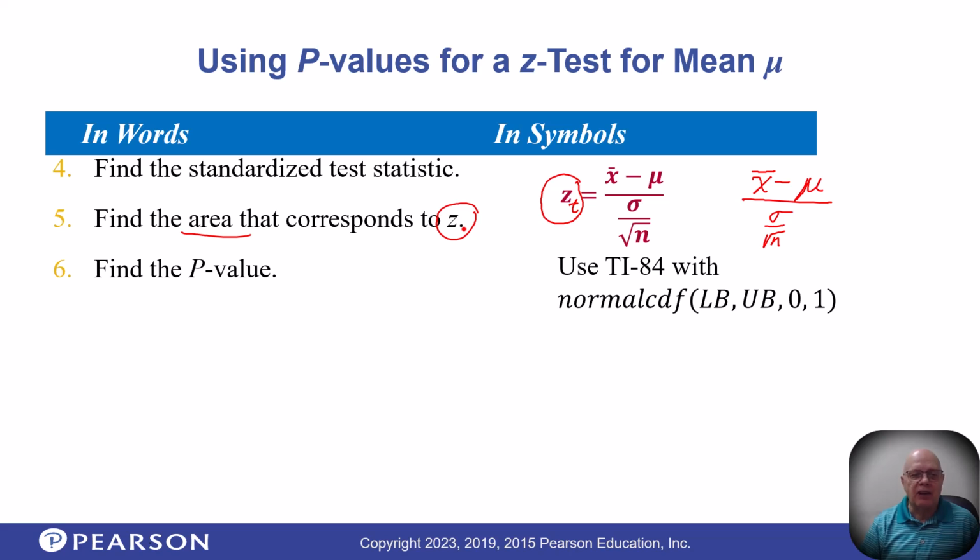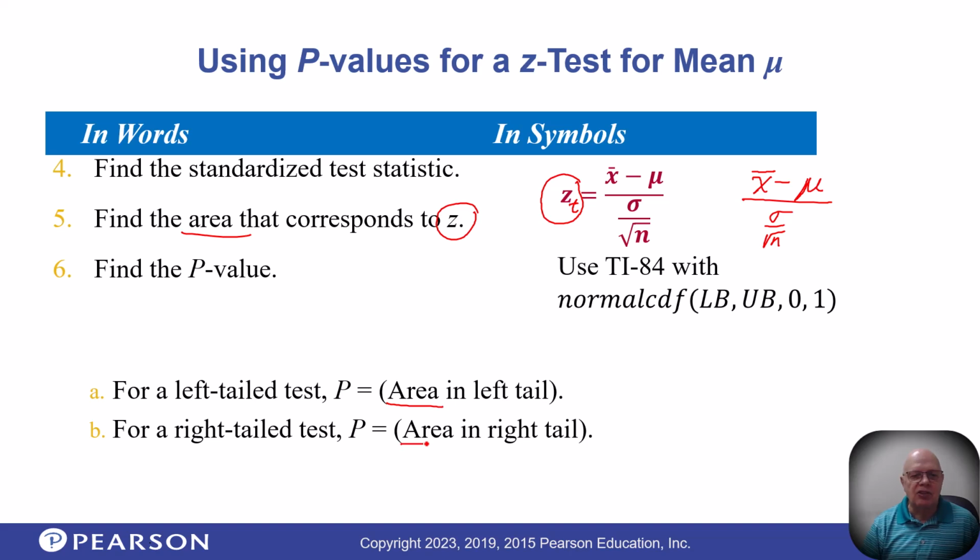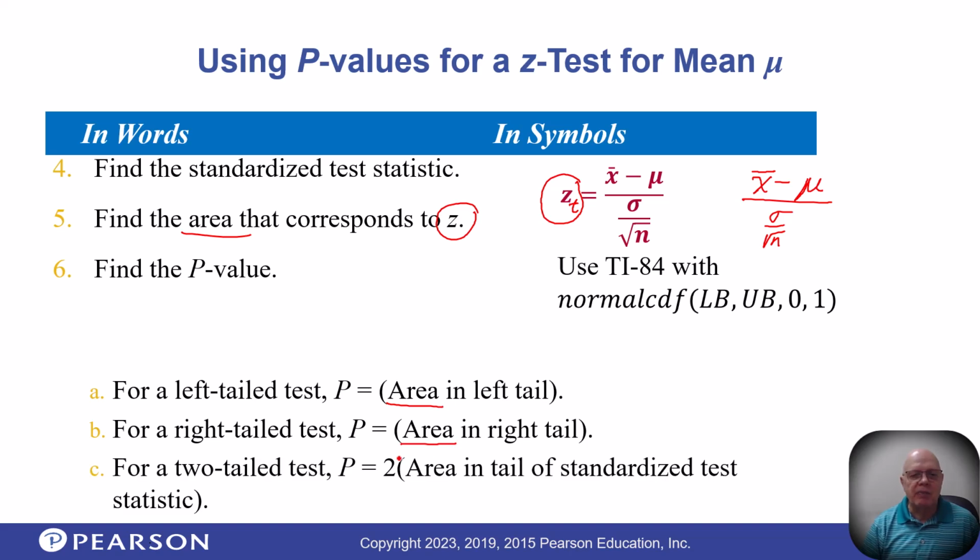If it's a left or right-tailed test, you've got it. The area is the p-value. If it's a two-tailed test, you have to multiply the area by 2 to get the p-value. Left-tailed test, just the area straight off in the left side. Right-tailed test, just the area. For a two-tailed test, remember, you multiply by 2. And maybe to keep from forgetting, when you get to your calculator, you put the 2 in first when you have a two-tailed test. Then go to the normal CDF and work from there.